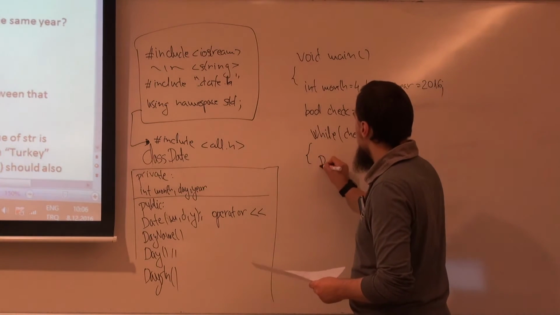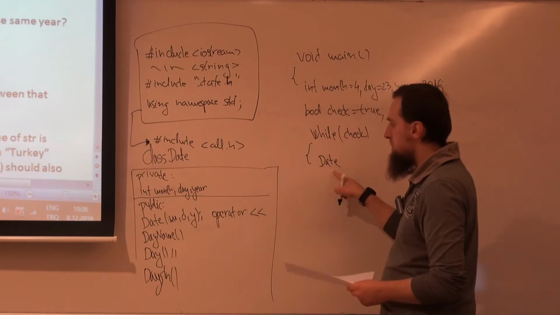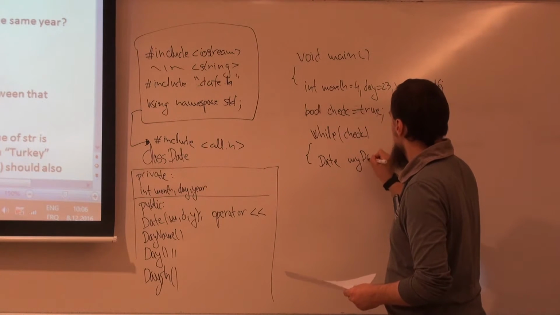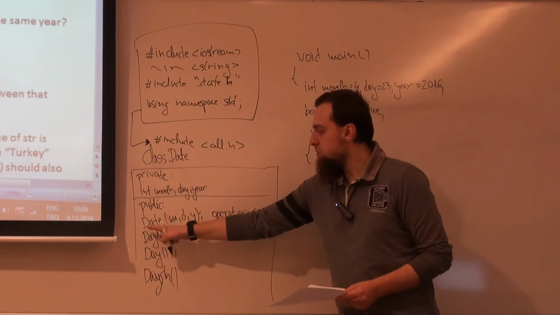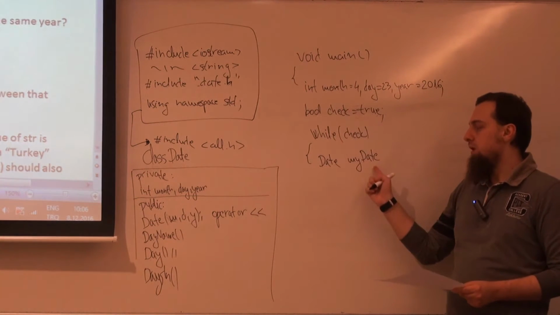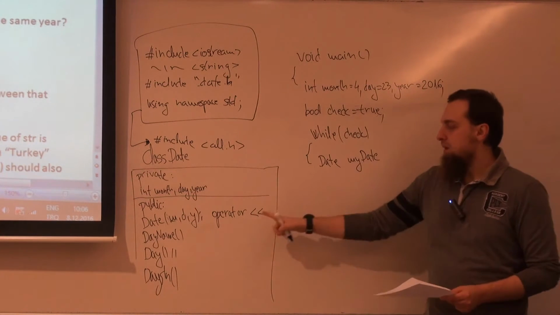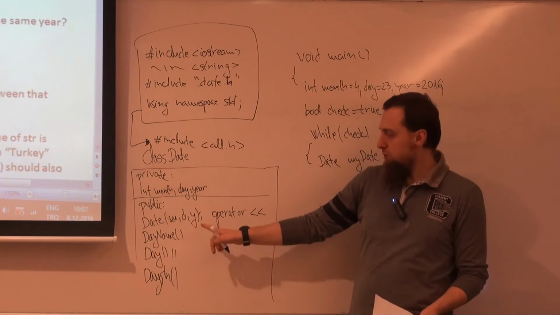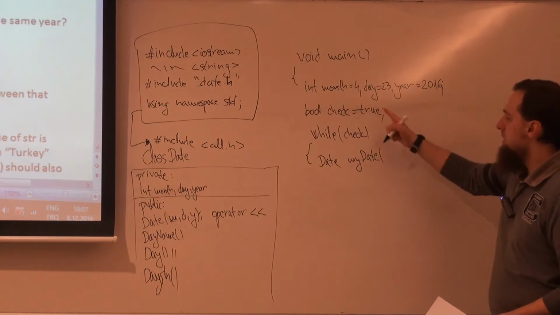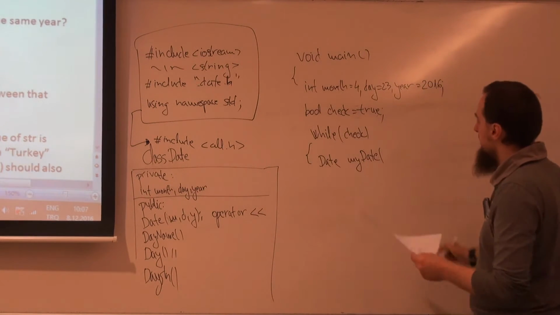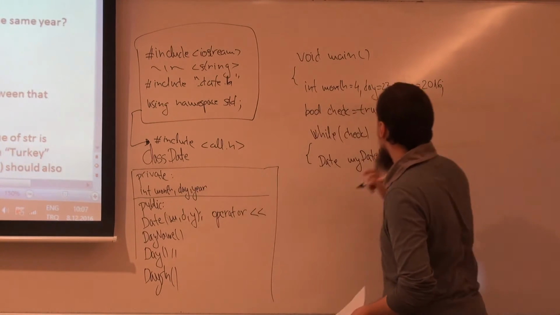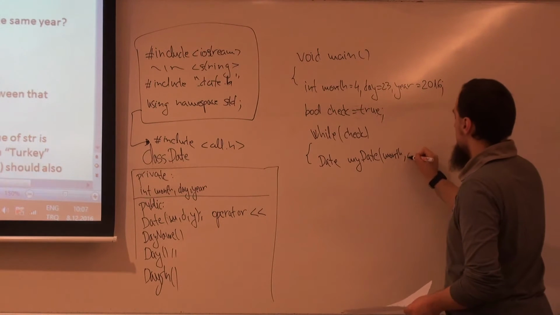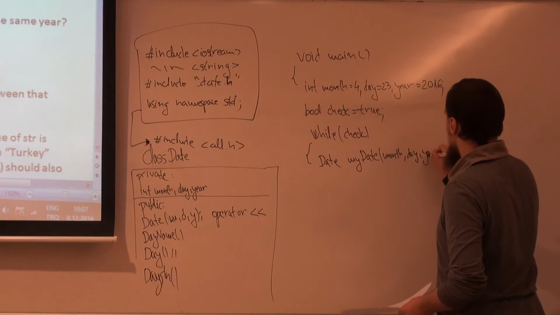So here I'm declaring a variable of type date, and its name is going to be MIDTERM. Always when I create a variable of type date, I'm going to use the constructor. Since there is only one constructor, if I'm not mistaken, I'm going to give the parameters here. What I expect is first the month, the day, and the year. So I'm giving the month that I already entered, the day, and the year.